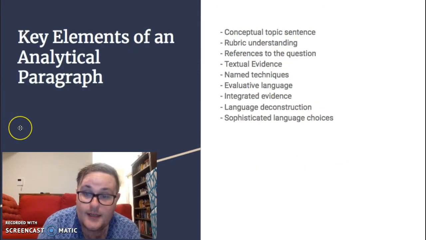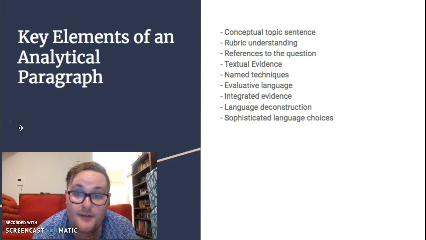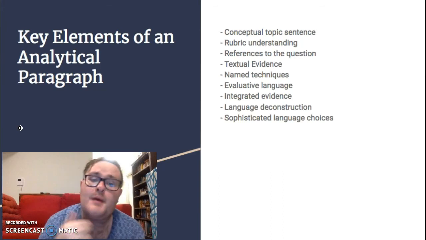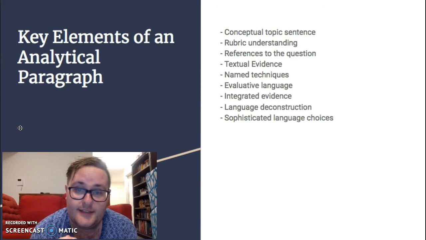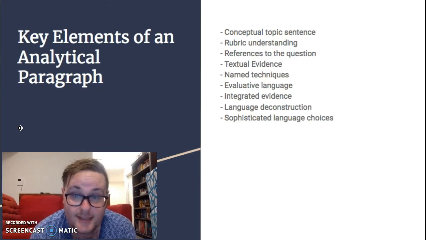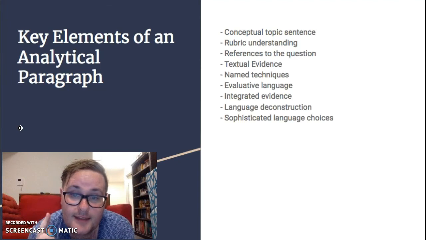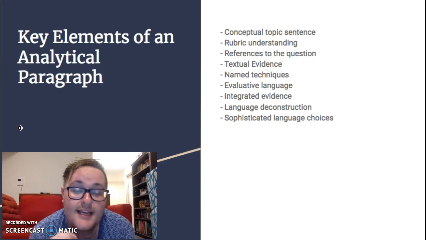So, in the end, as long as you can make sure that you have these elements and you practice these elements and seek feedback consistently, your paragraphs should improve. It is all about making sure that you have conceptual topic sentences that are based on the rubric, which is based on your thesis, that have connection to the question. Your evidence is whole text, sentence, and word level. You are talking about language deconstruction. It does not feel like a checklist, and you have evaluative language. That is the most important thing when constructing an analytical paragraph.